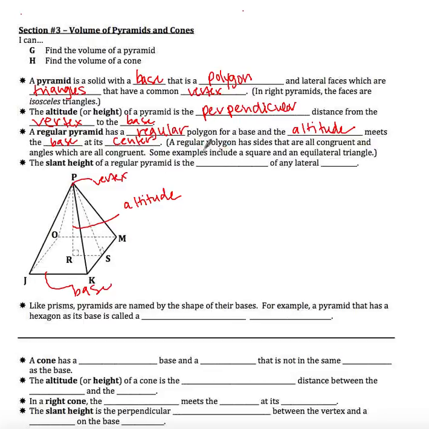Okay, another piece that we have is the slant height. So the slant height of a regular pyramid is going to be the altitude, or basically the length, of any of the lateral sides. And so in our picture, PS would be our altitude, or slant height, excuse me. So PS would be our slant height.